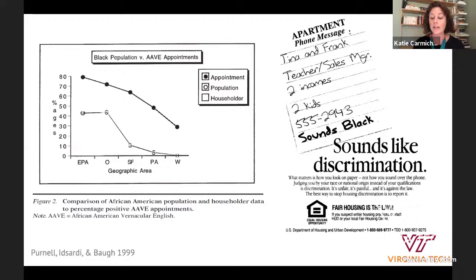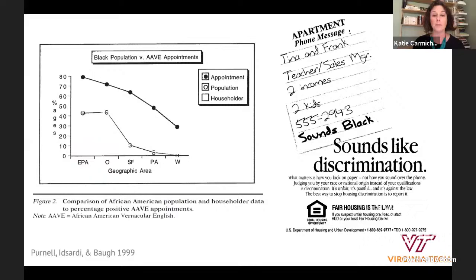Baugh made hundreds of phone calls asking about rentals in affluent, mostly white neighborhoods, and in more mixed neighborhoods in the Bay Area, which you can see represented on the x-axis here. Crucially, Baugh made some phone calls using African-American English and some using standard English. As you can see, the whiter the neighborhood, the fewer appointments Baugh confirmed in response to phone calls using African-American English, demonstrating that racial profiling can happen even based on language alone.